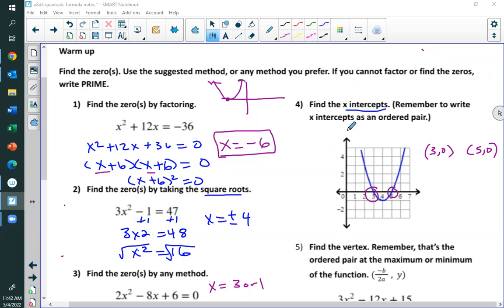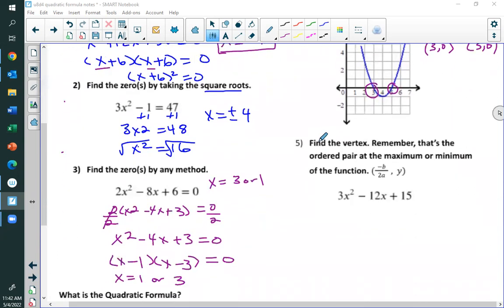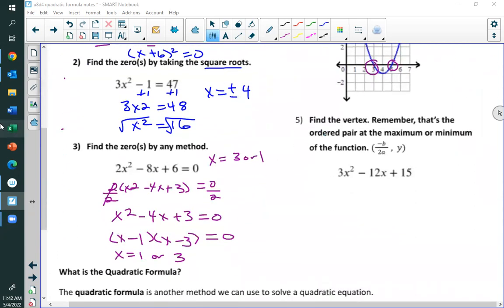Okay, and then looking at number 5, we just wanted to find the vertex. This we did on the very first day that we talked about quadratic equations. And so we remember that y equals ax squared plus bx plus c. That's where we're going to get our a, b, and c here. So if I want my vertex, I know the x value equals negative b over 2a. That's how I'm going to find x in this ordered pair.